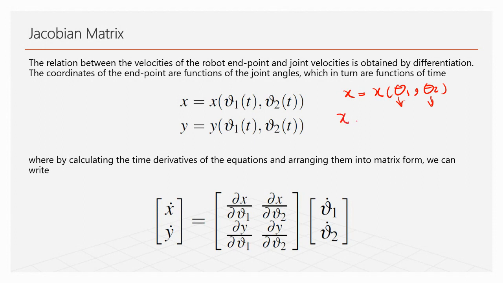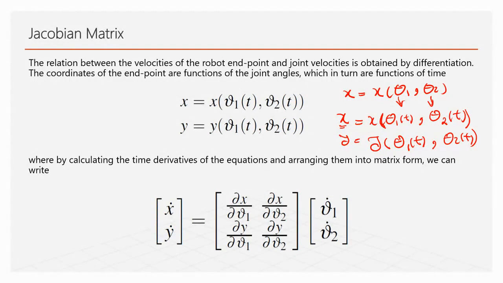So you can say that my x is a function of theta 1(t) and theta 2(t). This is the basic representation of the relationship between x in the coordinate system and the theta joint angles. Same goes with y, which is a function of theta 1(t) and theta 2(t), a function of something which is a function of time itself.